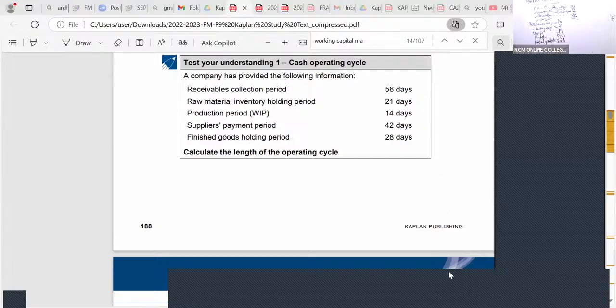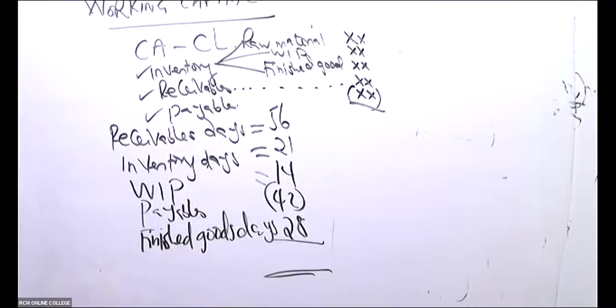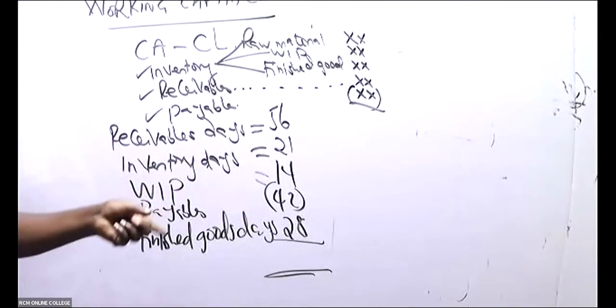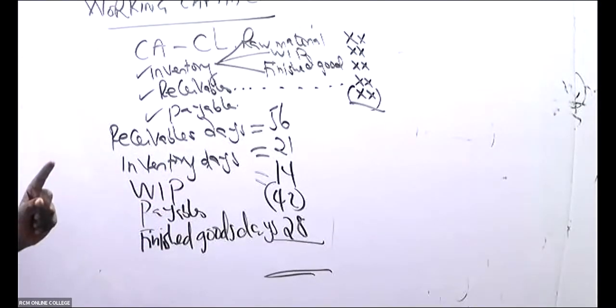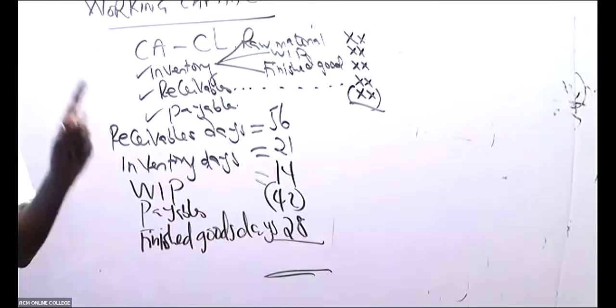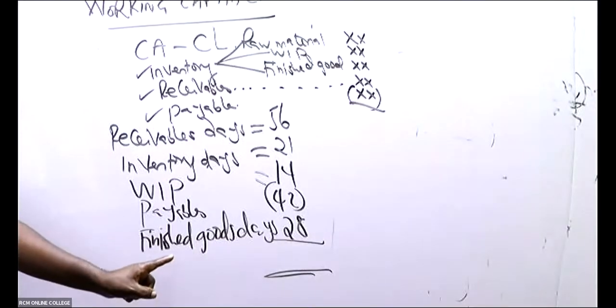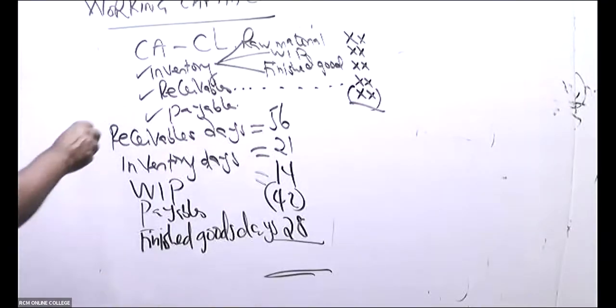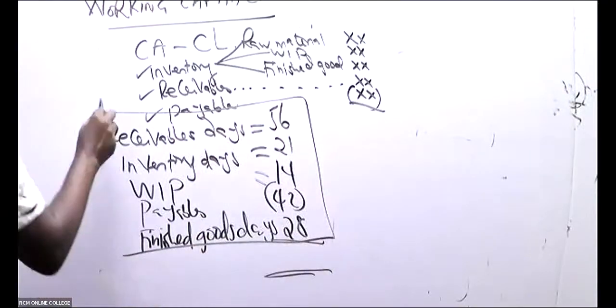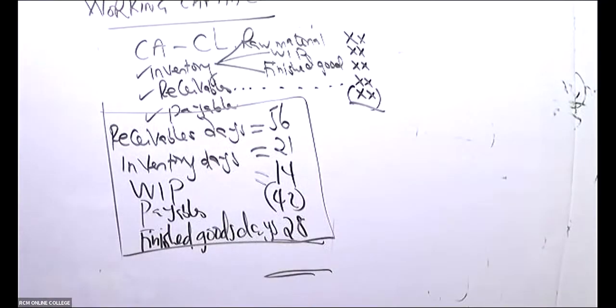So are you able to add everything for you to give me the cash operating cycle here? You add this: receivable days 56, inventory days 21 positive, work in progress, part of inventory, 14 positive. Payables shall always be subtracted. And then finished goods days, we shall always add, of course, this part of inventory. So how much do we have from this small example before I take you to your past papers? According to Purity, we have 77.